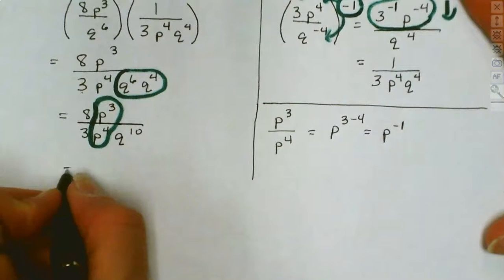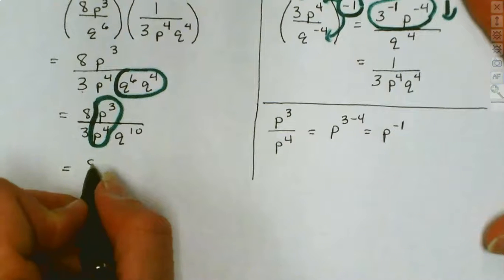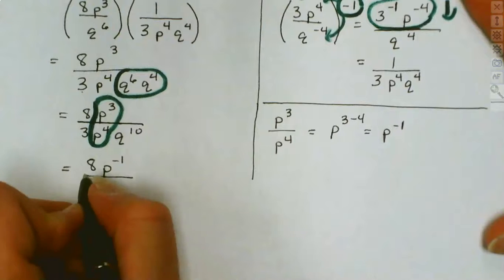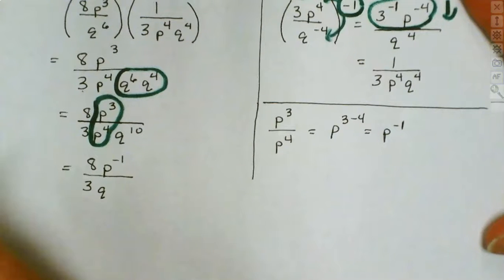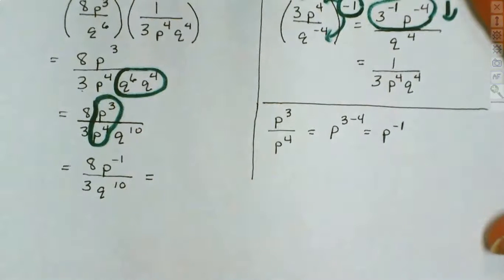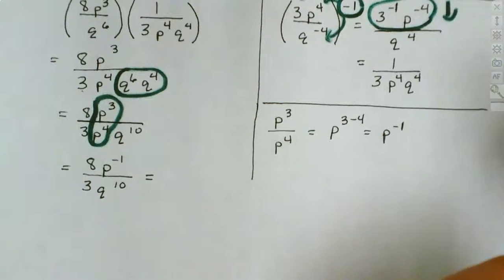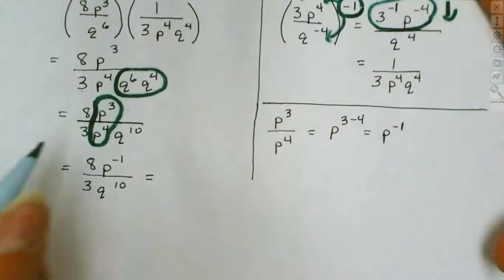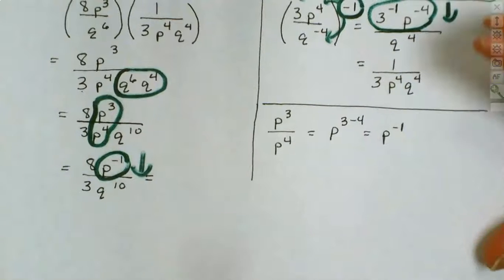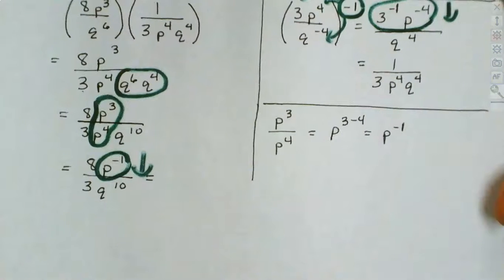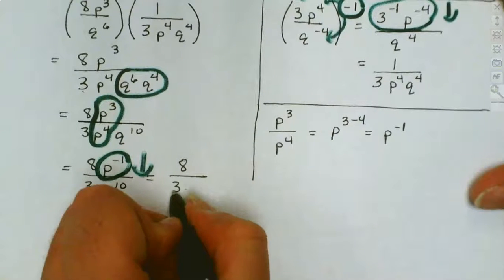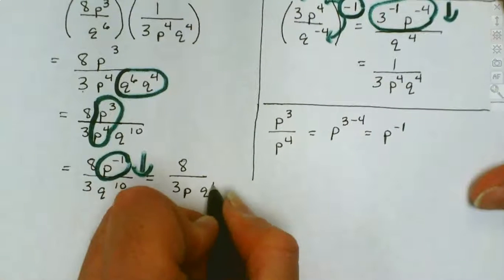So now let's see what we've got. We've got one more step left here. So we've got an 8 p to the negative first over 3 q to the 10th. Almost done, but what's the very last thing we need to do? We need to make sure we do not have any negative exponents. So this p to the negative first, where does it need to go? Down below. So our final finished answer is 8 over 3 p q to the 10th power.